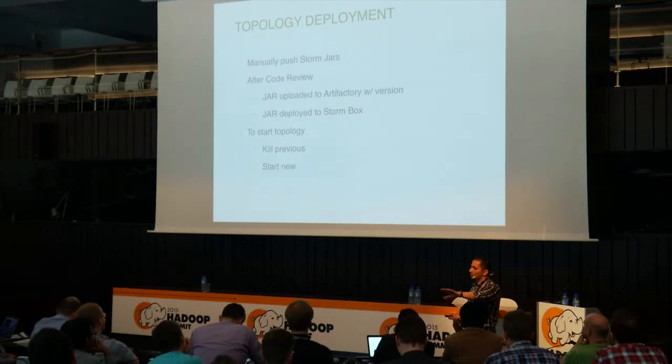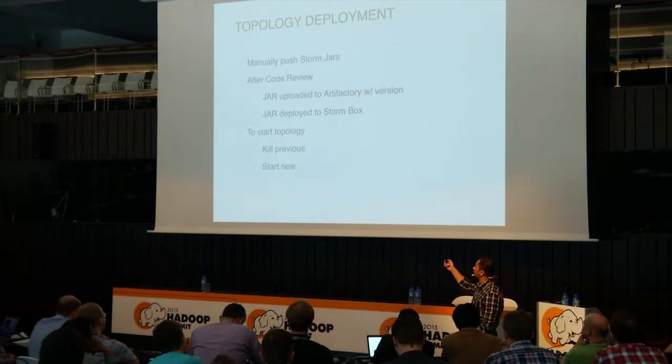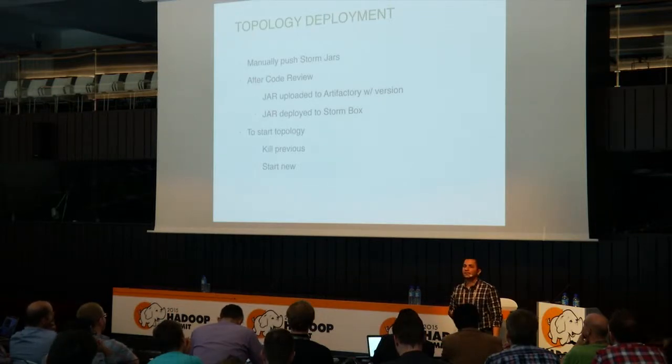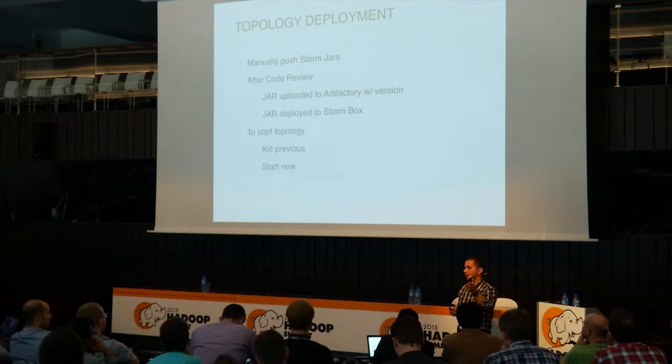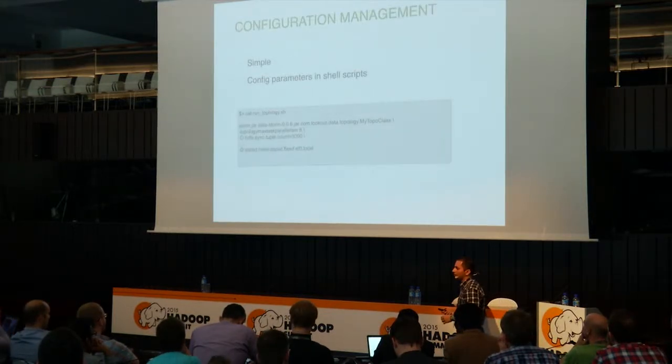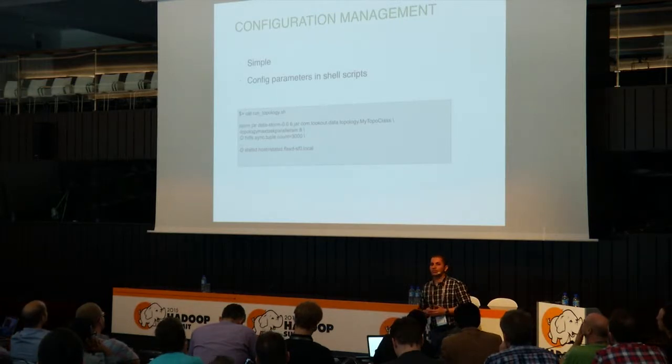And so let's say if we had a topology that's already running and we wanted to push a change to it, we would then, sorry, it should be the other way around. It should start the new one and then kill the previous. I got the order messed up. Sorry about that. So you would start a new topology so that you don't have any downtime and then bring down the other topology. So that's pretty standard. I think it's straightforward.